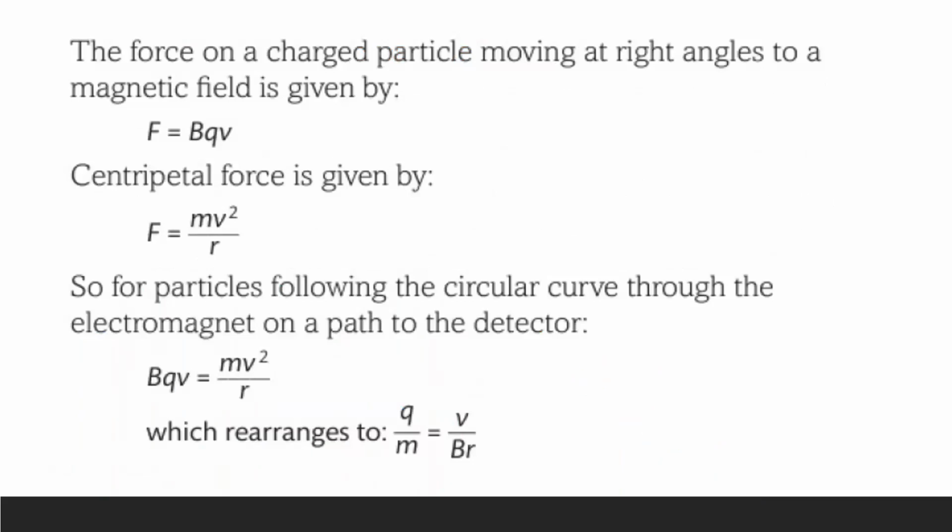This is the same formula I wrote just now, but the condition is that the force is always acting perpendicular to the charged particle, and the particle's velocity and the magnetic field should also be perpendicular.